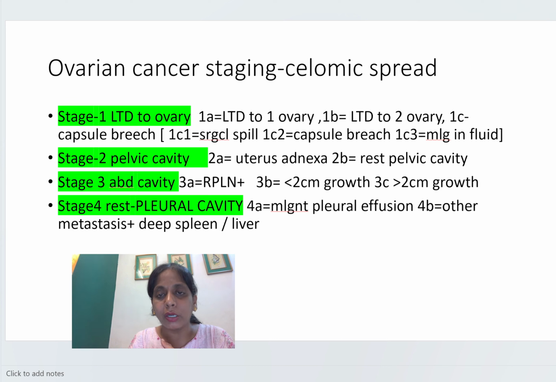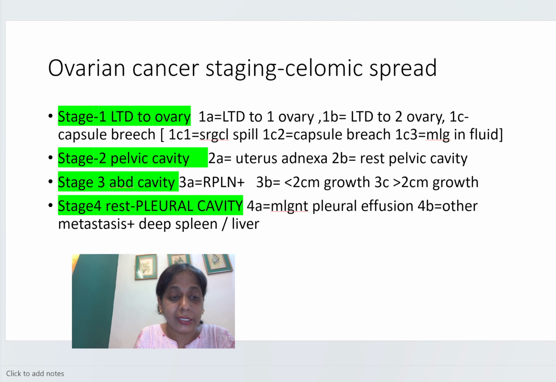Just in short, I will tell you, if the cancer is limited to ovary, it is stage 1. If the cancer is limited to pelvic cavity along with the ovary, it is stage 2. If it has gone into the abdominal cavity, it is stage 3. And if it has gone anywhere else in the body, it is known as stage 4.